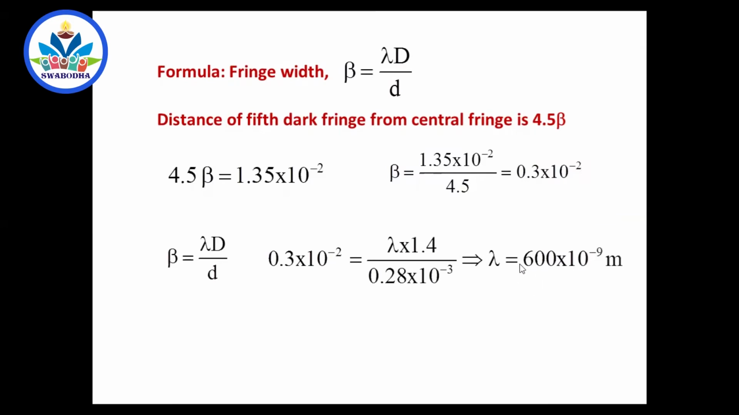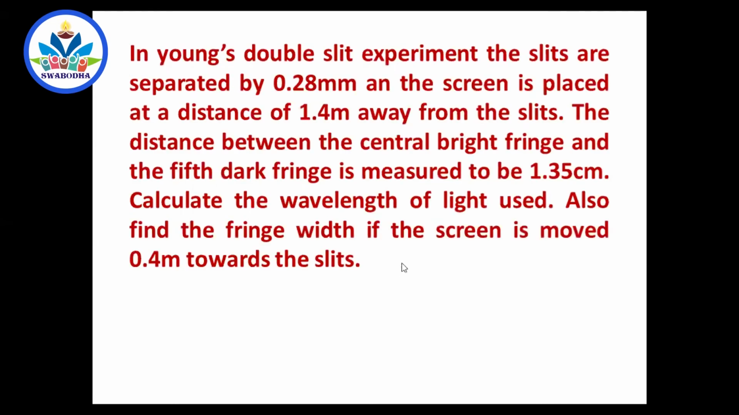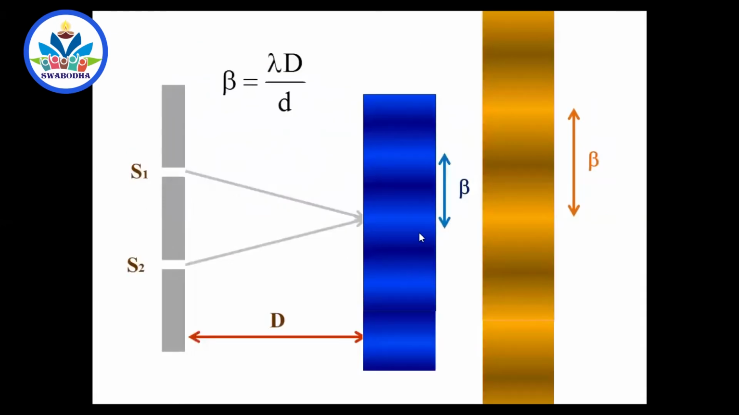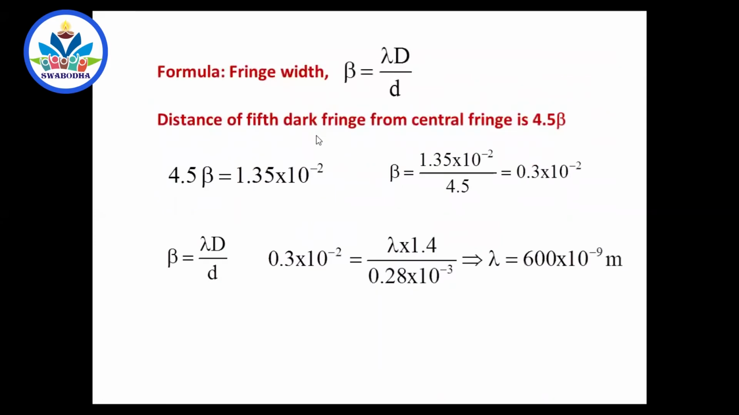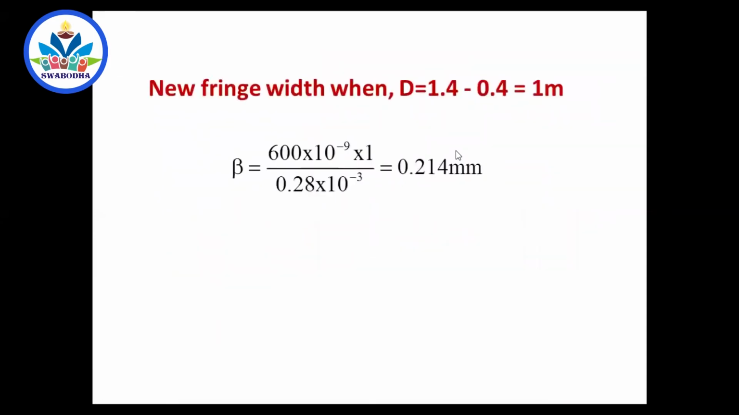So lambda is 600. Anything else asked in the problem? Also find the fringe width if the screen is moved 0.4 meter towards the slits. So if the screen is moved towards the slits, here D becomes D minus 0.4, that means 1.4 minus 0.4. Yesterday we have seen this. So beta is equal to lambda D by d. Now the new fringe width: instead of 1.4, it is 1, so 600 by 0.28. This is the new fringe width, about 0.21 millimeters. Because this is minus 6 and the remaining is adjusted here, check the calculations later. So that is the new fringe width.